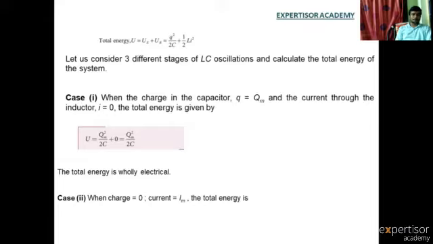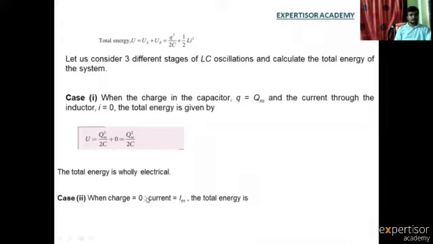So in this situation, the total circuit is purely capacitive, and in this condition the total energy U is equal to Q square by 2C. The total energy is wholly electrical. Next, let's go for the second case.